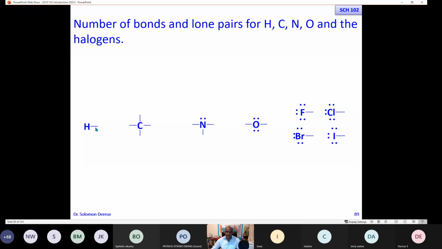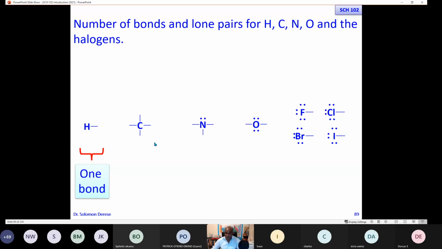It wants to have the electron configuration of the corresponding noble gas, helium. It has 1 electron and needs only 1 additional electron to have 2 electrons. As a result, hydrogen forms 1 bond. You will not see hydrogen forming 3 bonds, or 4 bonds, with other elements. It will make it unstable. Hydrogen forms only 1 bond.